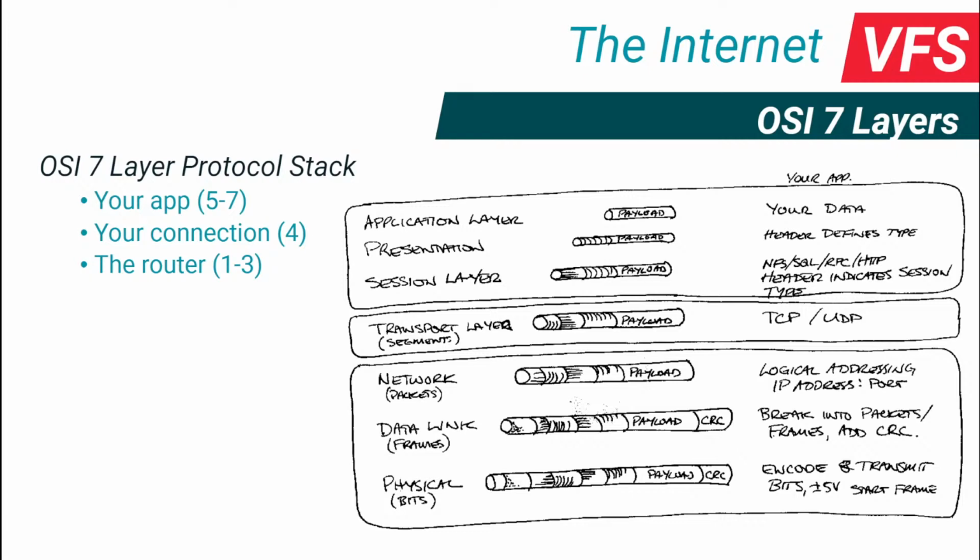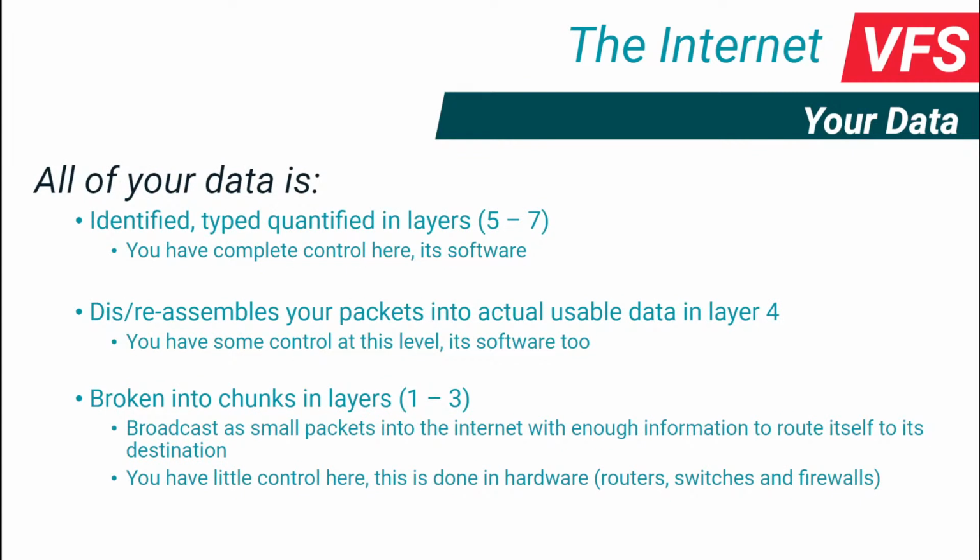Now, all of your data is broken into all of these layers for every packet of information. And how big the packets are, you don't have any control over. That disassemble and reassemble of stuff, in terms of putting all the packets back together again, is something that the TCP layer does for you. In the bottom layers, that's all done by hardware that's in your network.